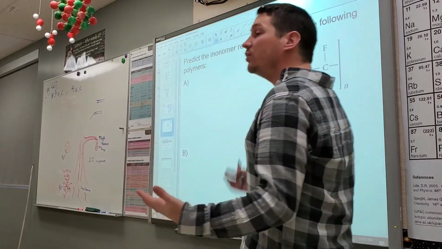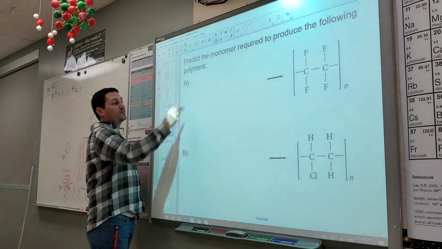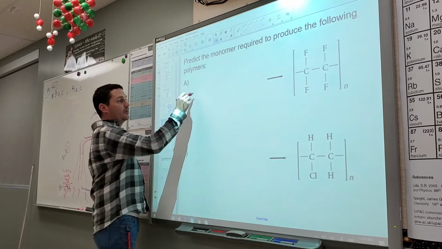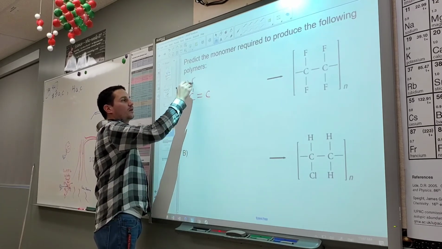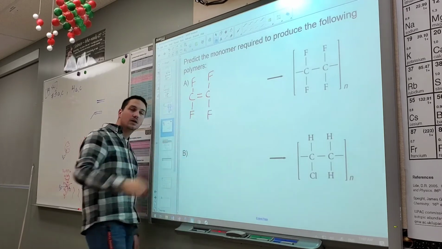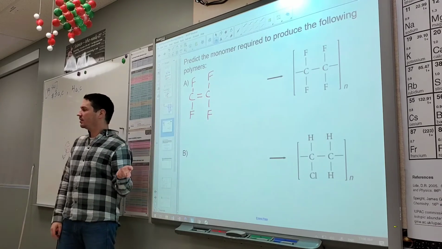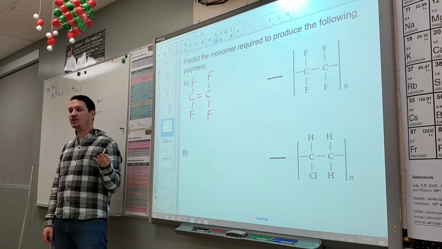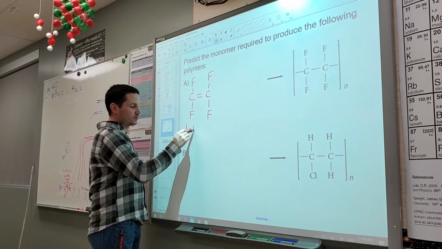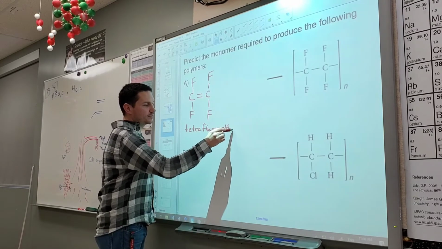So hopefully you can recognize that the monomers that we're going to get from these polymers, the single bond came from a double bond. And so this is, how many fluorines are on this ethene? 4. So that would be tetrafluoroethene, right? So this is tetrafluoroethene.